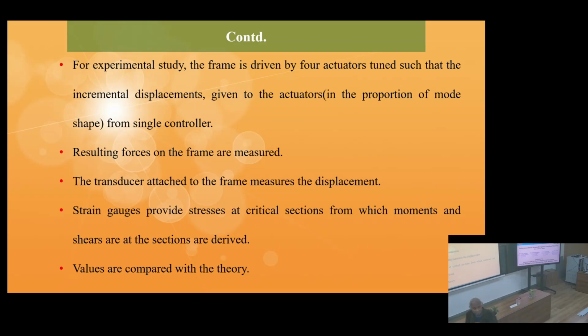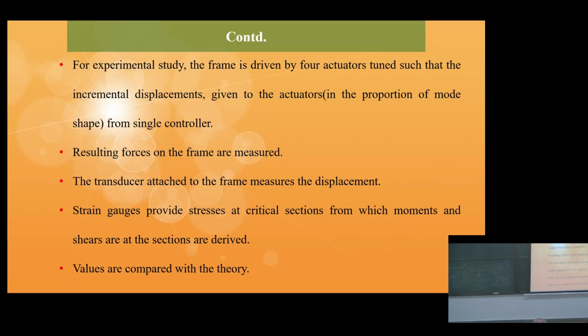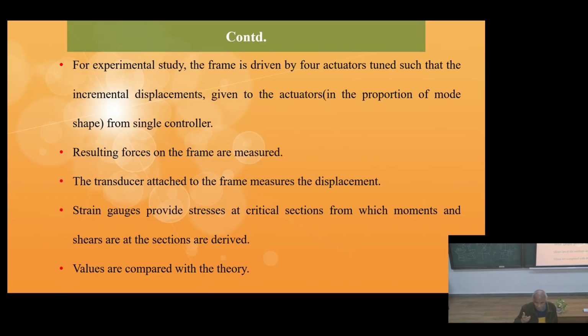And experimentally you can obtain from the transducers and the strain gauges the strains and displacement. From the strains you can calculate stresses, from the stresses you can get back into moment, shear force, etc. So everything. And once you have got these values, you can compare it with the theoretical one, which we have described before. Okay.